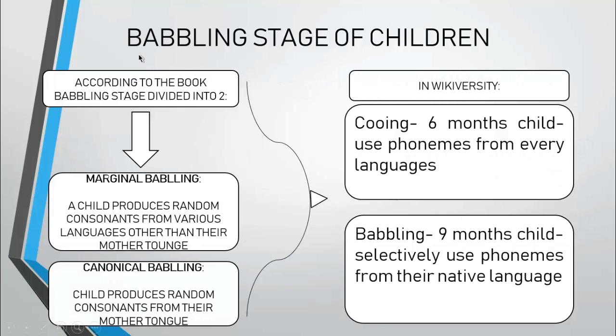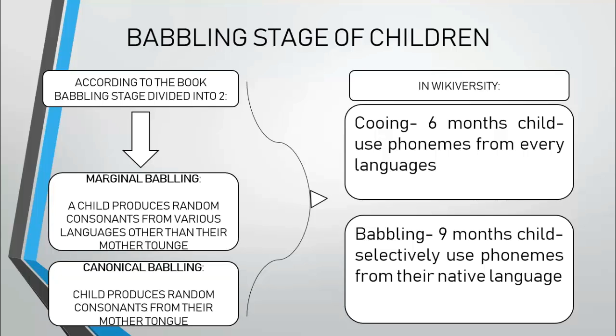Hello, I'm Tanjung Pramana. We'll explain about the babbling stage of children. According to the book, the babbling stage of children is divided into two. Those are marginal babbling and canonical babbling. The first is marginal babbling. Marginal babbling means a child produces random consonants from various languages rather than their mother tongue, while canonical babbling means a child produces random consonants from their mother tongue.